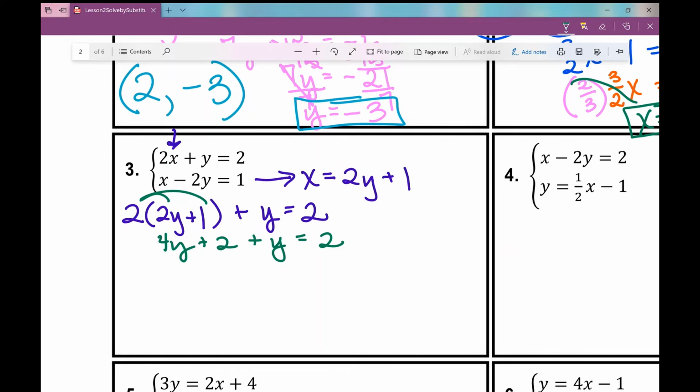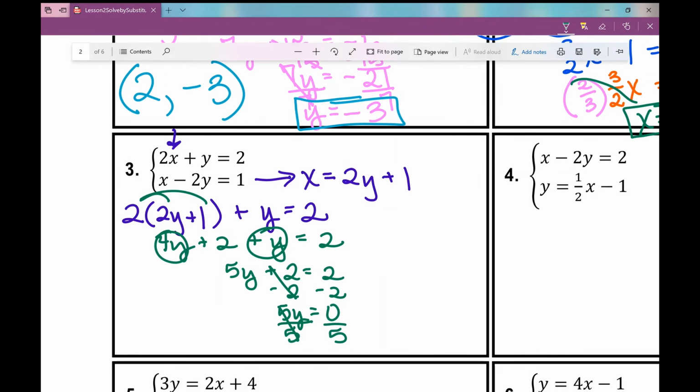And now what do I do? Combine like terms. 4y plus y is 5y, plus 2 is 2. And now I'm going to subtract 2 from both sides, and I'm going to actually show you this part. 5y equals 0, and I really want to show you this because a lot of students mess up with this. I encourage you to solve this all the way out because now I'm dividing by 5. 0 divided by 5 is what? 0. A lot of students want to say no solution on problems like this, but this is 0.